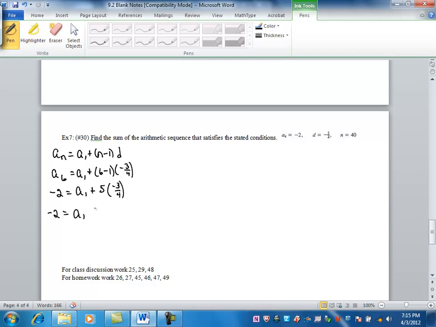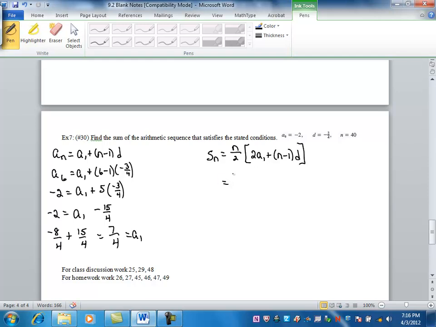-2 equals a sub 1 minus 15 over 4. So -8 over 4 plus 15 over 4 equals 7 over 4. There's my first term. Alright, now we're in business, because we can make use of the fact that the sum of the first n terms is n over 2 times twice my first term plus n minus 1 times d.